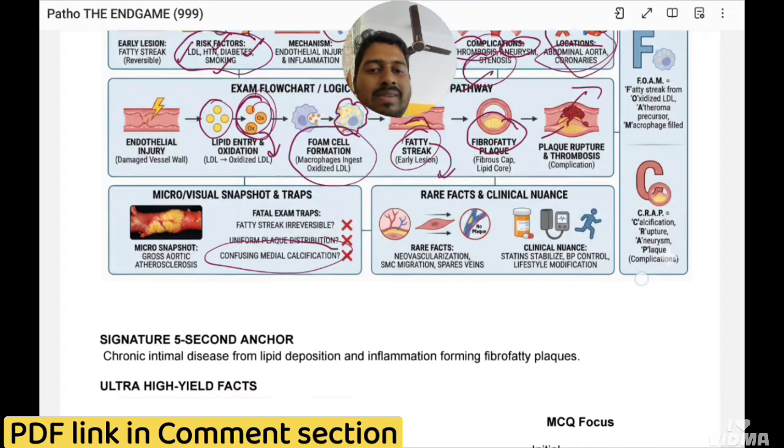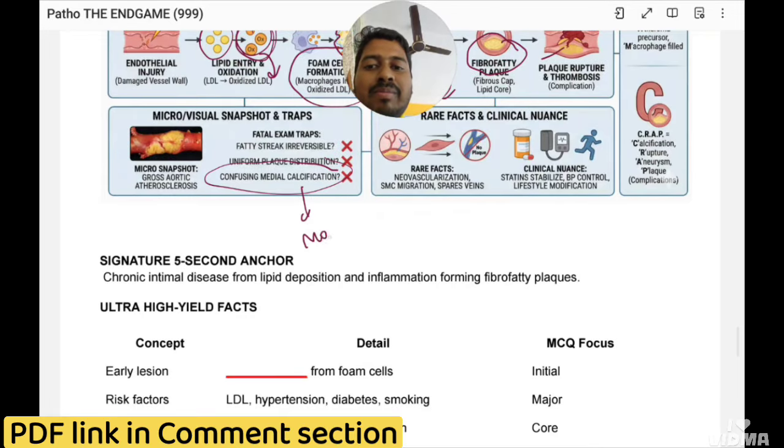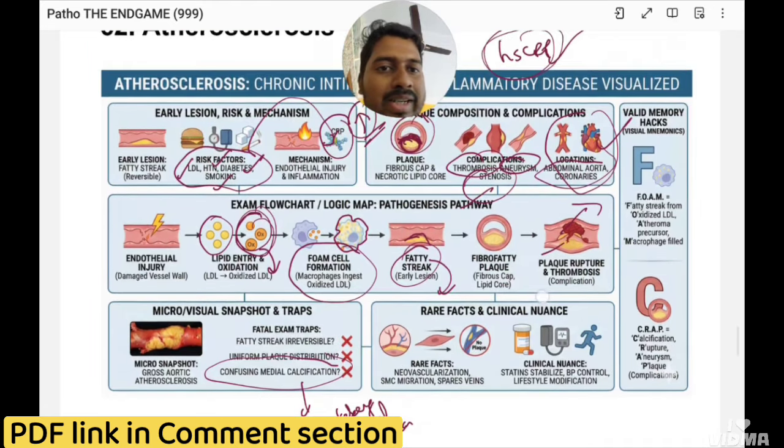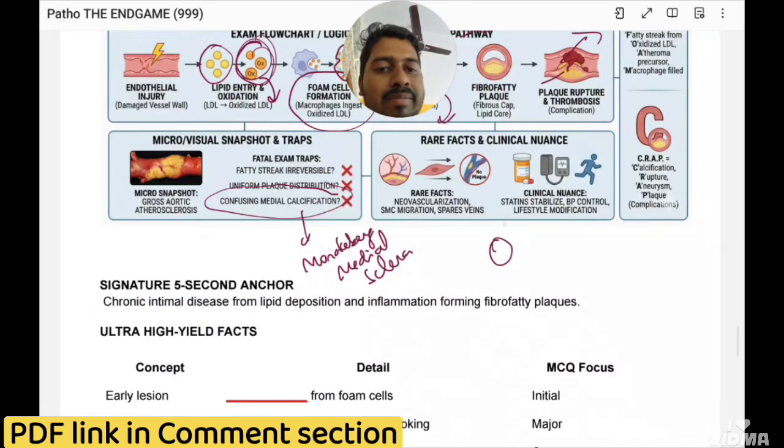Confusing medial calcification. Now, what is this medial calcification? There is something called Monckeberg medial sclerosis. There are three layers totally. In a normal vessel wall, this is the tunica intima, and this is the tunica media.